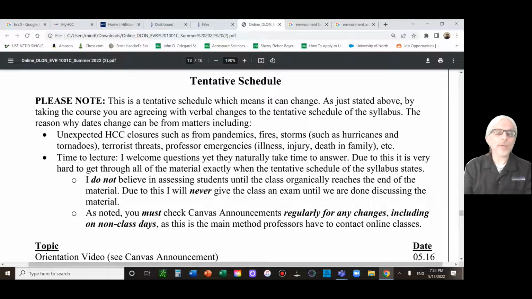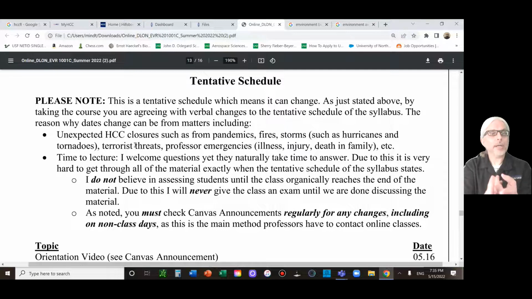And I don't know what's going to happen, but things need to be flexible. Hurricane, maybe things get shut down. And if we have a test on the same day a hurricane's rolling into Tampa, of course we're going to move the test date. Of course. So I noted things: unexpected closures from pandemics, fires, storms, there's your hurricanes, terrorist threats. They've happened.